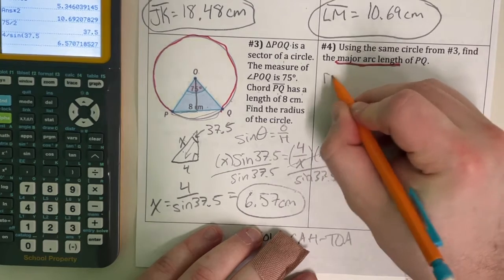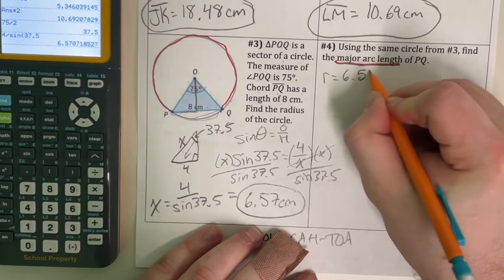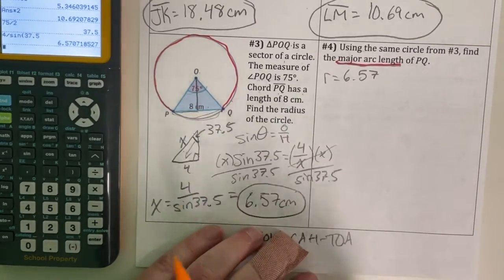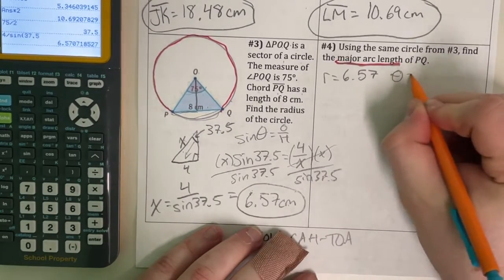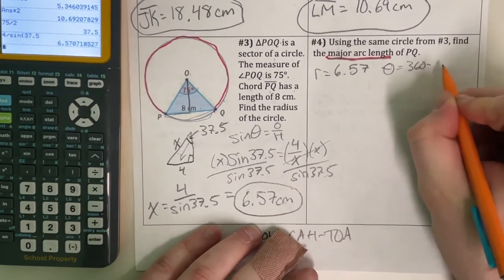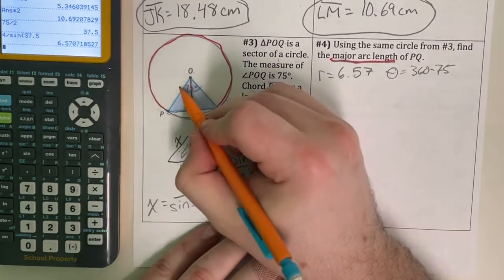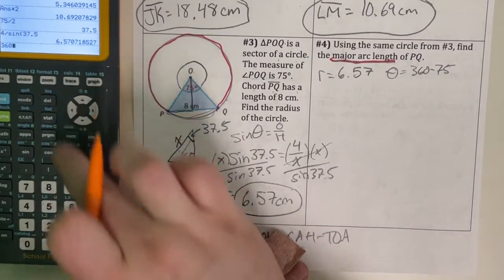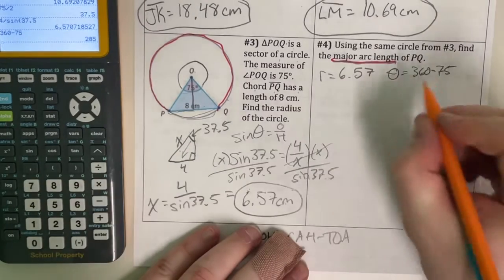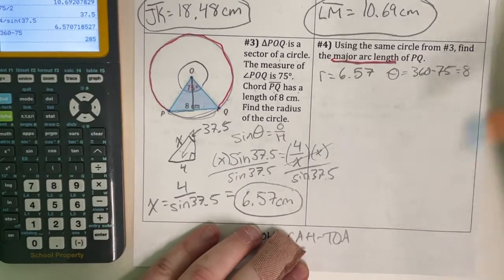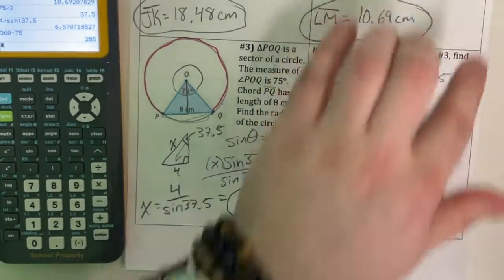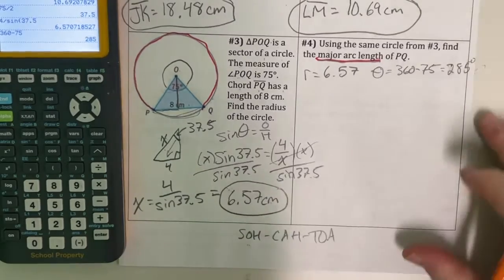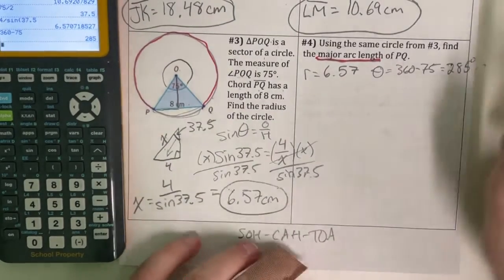So our radius r is going to be 6.57. For our angle theta, we need to take 360 minus 75 to get this major arc right here. So 360 minus 75 is about 285 degrees. All right, so I have the two things I need, and so let's have our formula.